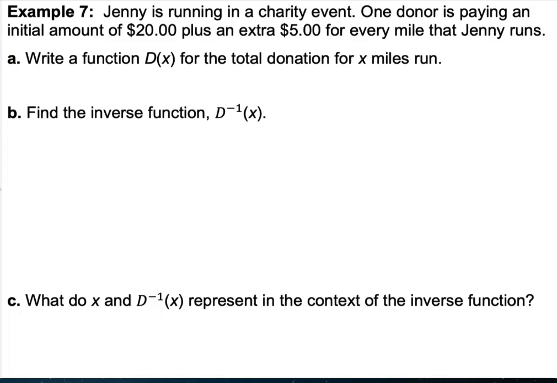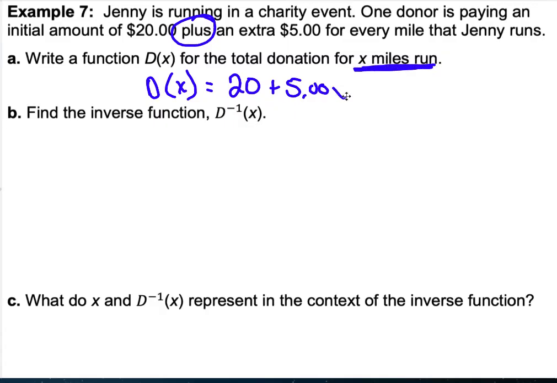It says Jenny is running in a charity event. One donor is paying an initial amount of $20 plus an extra $5 for every mile that Jenny runs. So write a function, D in terms of x, for the total donations for x miles. Well, we know we're going to get $20 plus $5 times the number of miles. And they said use x for the number of miles. So 20 plus 5x. That's my original.